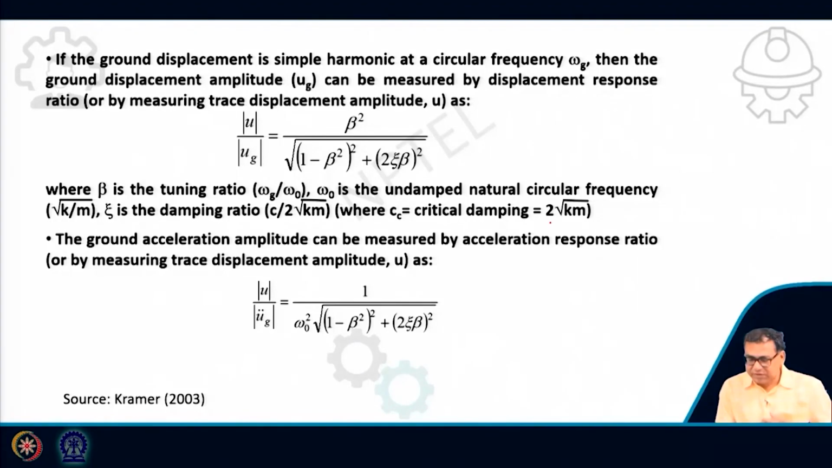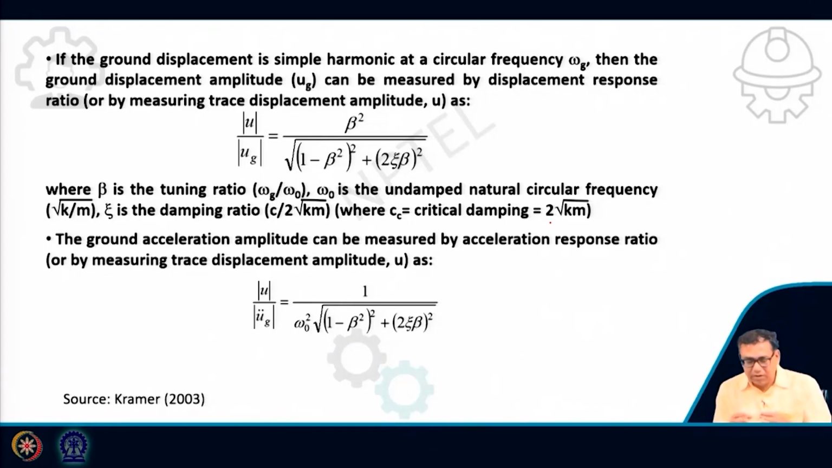So for this mass spring dashpot system, we know the K, we know the M. So we will get what is critical damping. We will get what is the undamped natural frequency. So we can get, if you know the gamma g, then we can get the beta. We will get the damping ratio. We will get the natural frequency, undamped natural frequency.